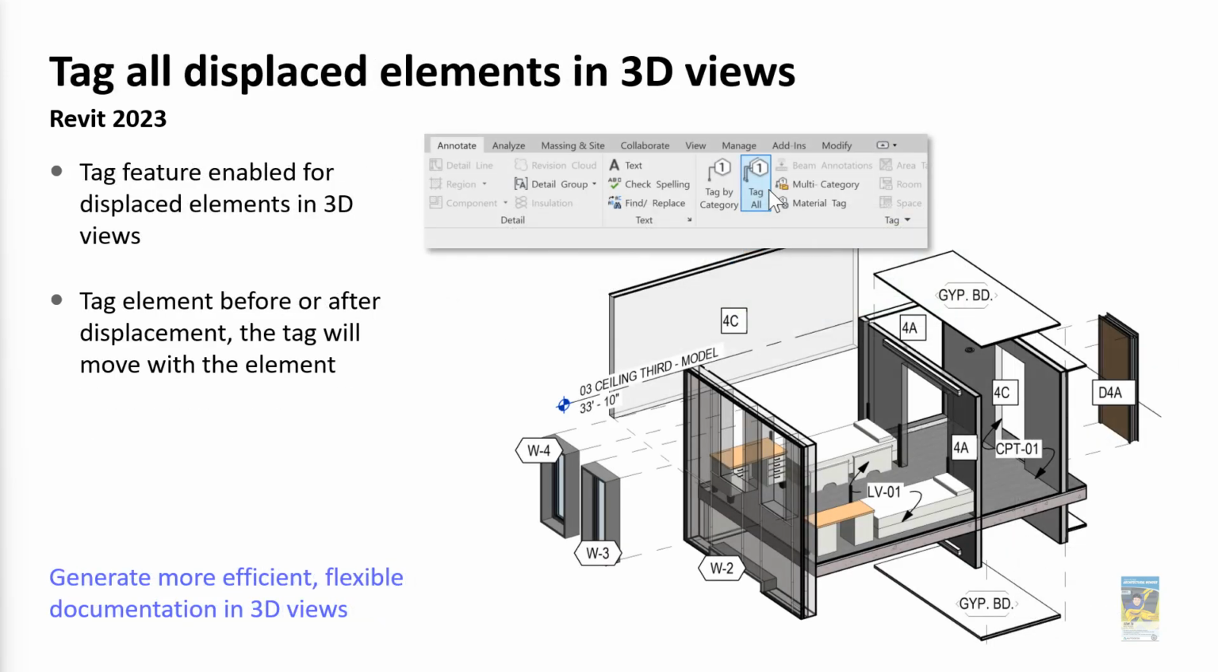You can actually tag all the displaced elements in a 3D view as well, and those tags stay with those entities. So if you were to move those entities, the tags will move with them. This should be very interesting to see.